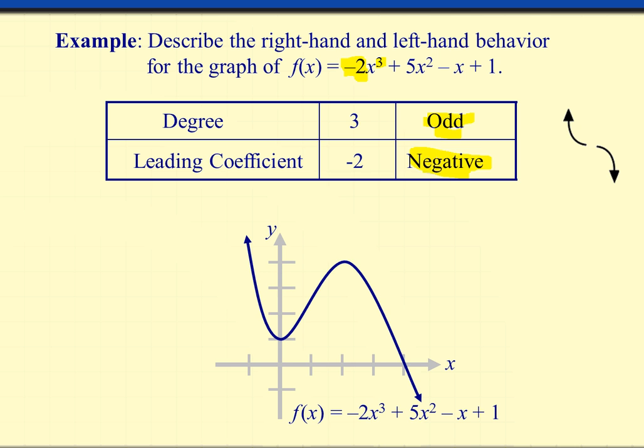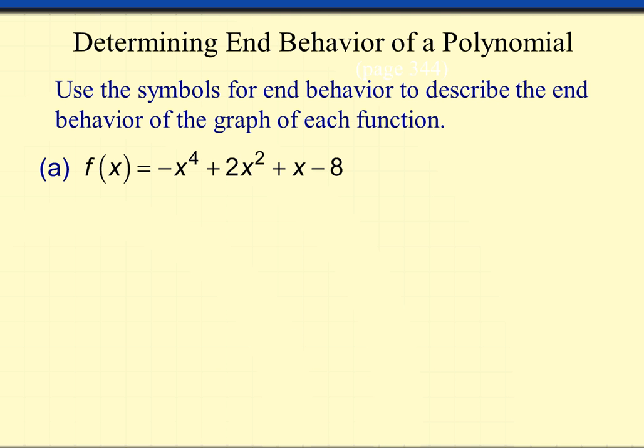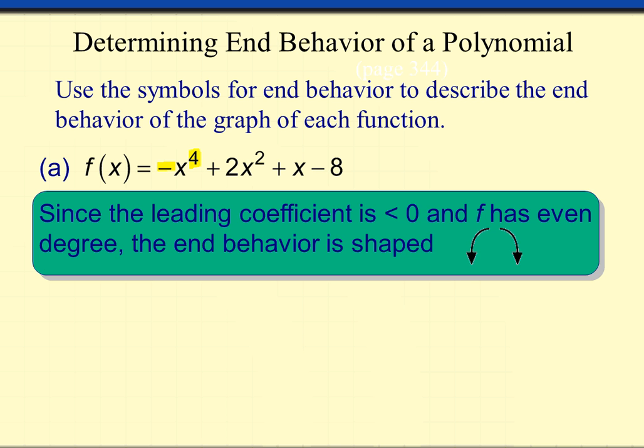Let's go through a few more examples here. Determining the end behavior. So here we have a function y equals -x⁴ plus 2x squared plus x minus 8. Now, if we're going to determine the end behavior, we want to know the degree. The degree is 4. That's even, so they point in the same direction. The leading coefficient is -1. That's negative, so they've got to both point down. And so it would look of this type.